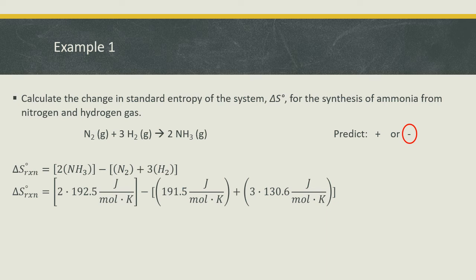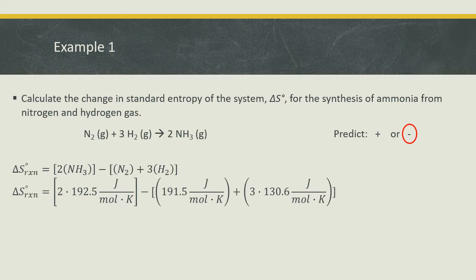So you've got the little table on your notes page. It has the same values in it. So 2 times our 192.5 for the NH3, we got 191.5 for the nitrogen, and 3 times our 130.6 for the hydrogen. So we can plug those in.